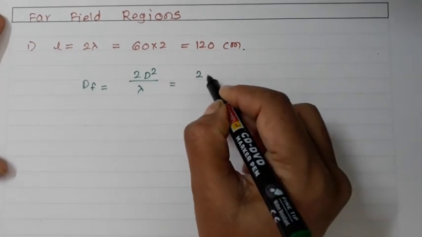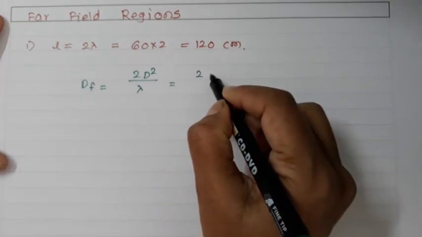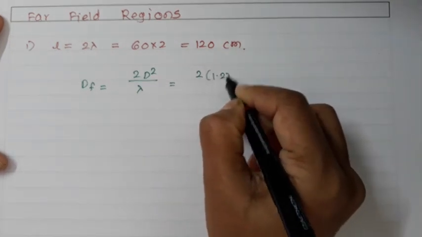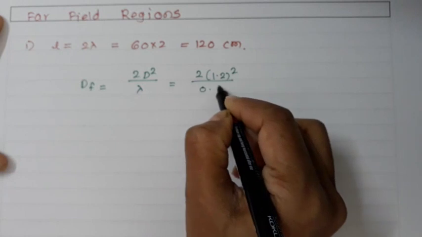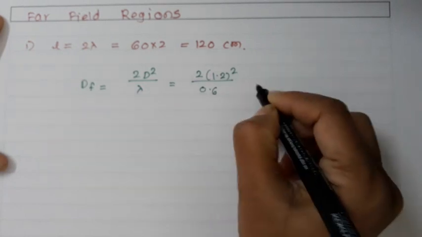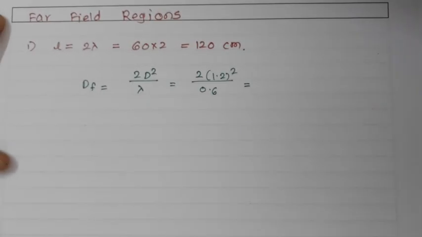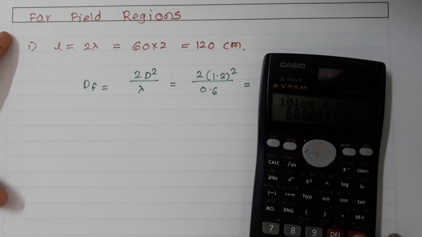So I can say this is nothing but d square, so 1.2 square divided by, I can say, lambda is nothing but 0.6. So here, as we are not going to design this particular antenna, let us concentrate on how we can calculate this.